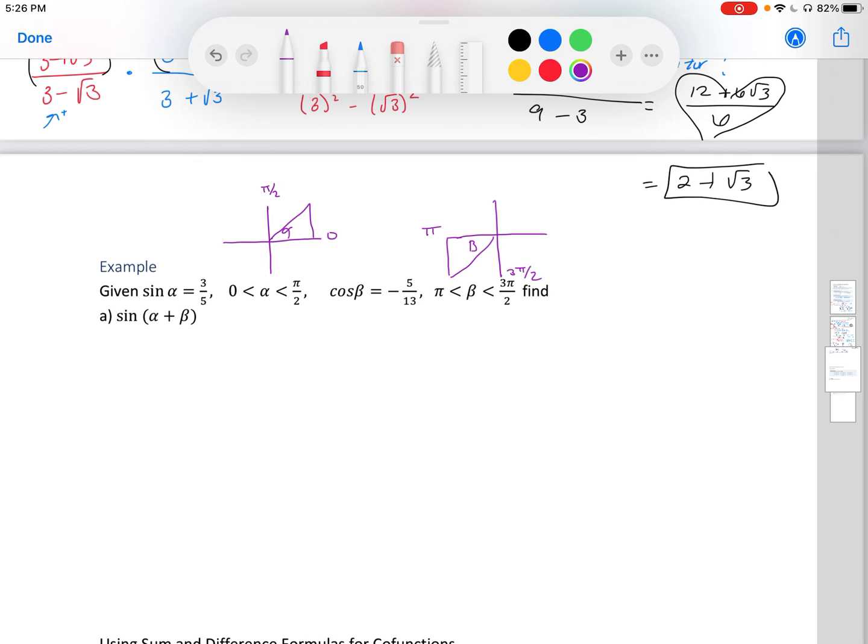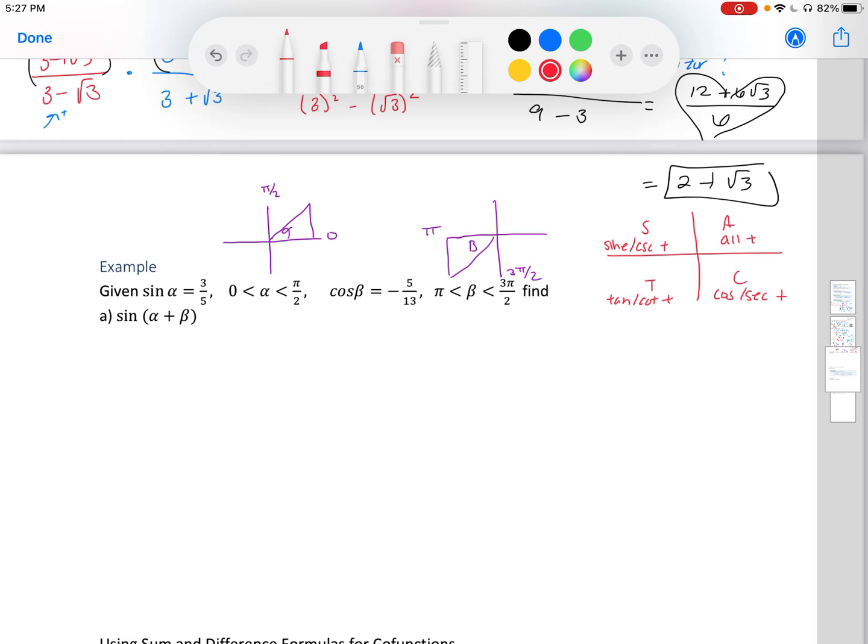Now, this is important because depending on where our angle falls, we know some values of our function based on All Students Take Calculus. So this means that all of them are positive. Here, only sine and its reciprocal cosecant are positive. Tangent and its reciprocal cotangent are positive, and cosine and its reciprocal secant are positive.